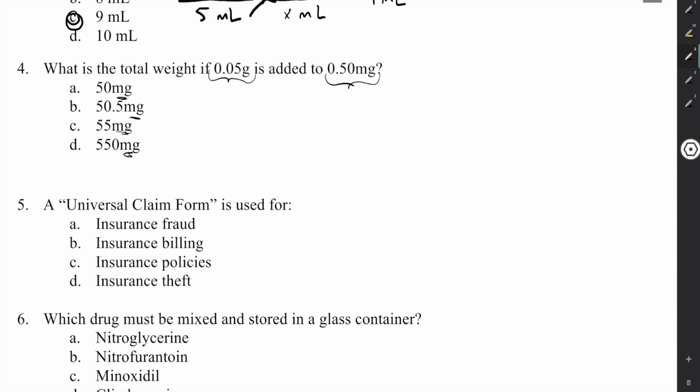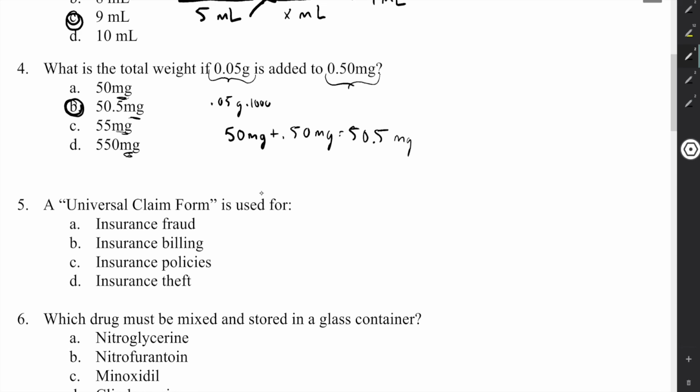Now, how many milligrams are in 1 gram? 1,000. There's 1,000 milligrams in 1 gram. So what you can do is multiply the 0.05 grams times 1,000, and that'll give us 50 milligrams. And then you add it to the 0.50 milligrams, and that gives us 50.5. Oops, I'm sorry. Make sure you label your units right, because that's going to be important as well. So when you put those together, that's going to be 50.5 milligrams. So the answer for that one is which one?